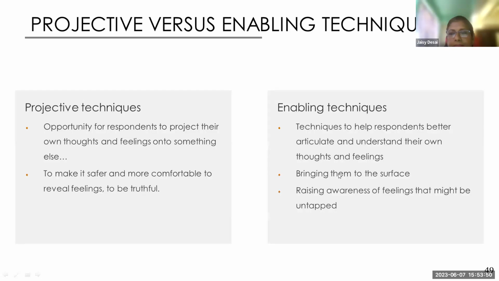So it's an opportunity for customers to project their own thoughts and feelings onto something to make it safer and comfortable to reveal their feelings. So you're using an image, a word, or certain other techniques so that they can project their thoughts and feelings on that. Enabling techniques, on the other hand, just help them articulate or understand their own feelings better or bring them to the surface.